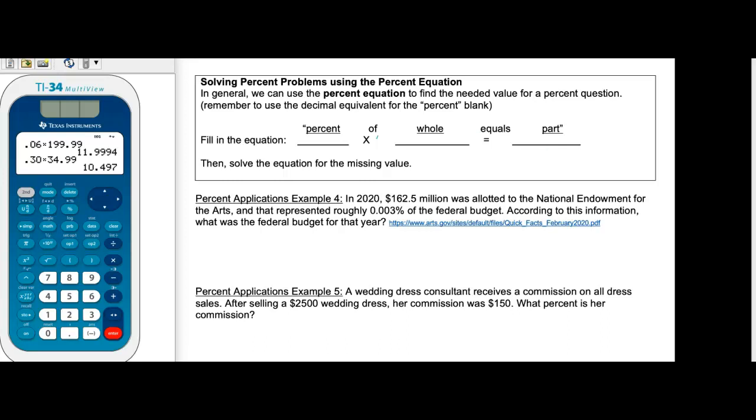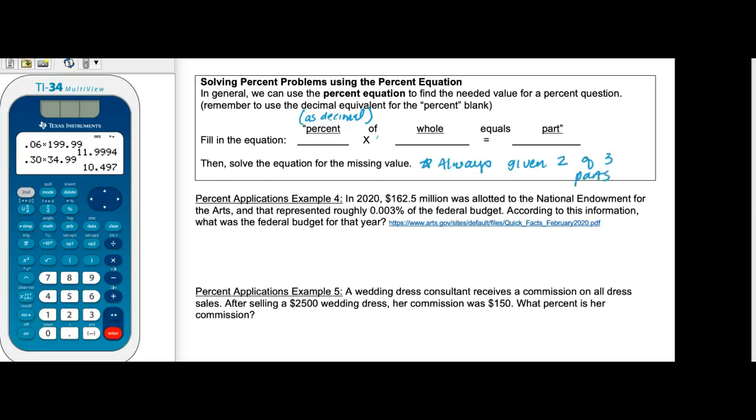So one thing to keep in mind is the percent in this equation we want to write as a decimal. So we always want to convert our percent to a decimal, and then we're going to solve for the missing value. So we can use an equation like this, we're always given 2 of the 3 parts.